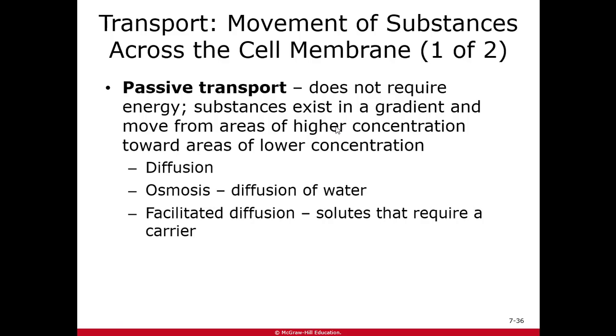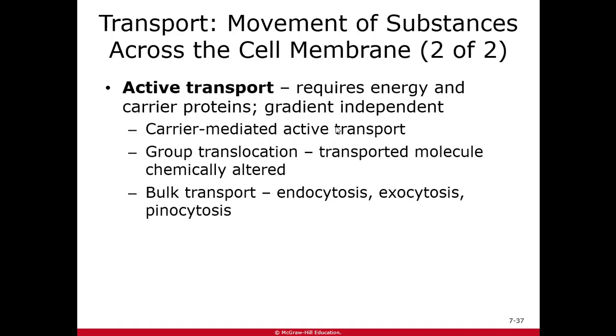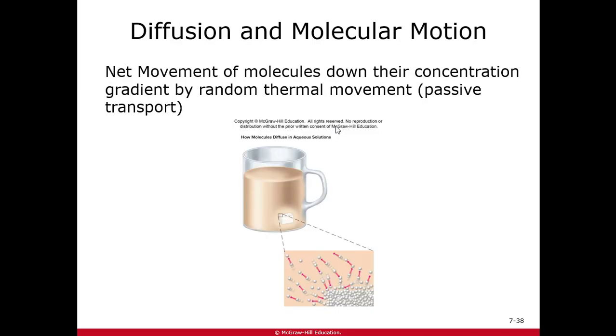Passive transport doesn't require any energy whatsoever. Examples: diffusion, osmosis, facilitated diffusion. Active transport does require energy in the form of ATP. Usually requires some type of carrier protein to move things from one side of the cell to another side of the cell. This is just showing diffusion, going from a higher concentration to a lower concentration.